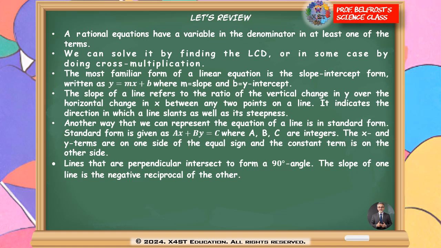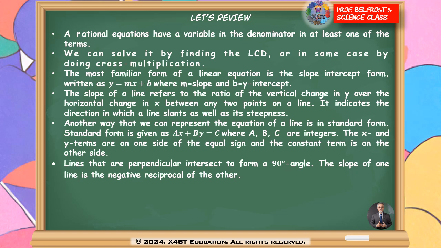So irrational equations have a variable in the denominator in at least one of the terms, and we can solve it by finding the LCD, least common divisor, or in some cases by doing cross multiplication. The most familiar form of a linear equation is the slope-intercept form, written as y equals mx plus b, where m is the slope and b is the y-intercept. And the slope of a line refers to the ratio of the vertical change in y over the horizontal change in x between any 2 points on a line, and it indicates the direction in which a line slants as well as its steepness.